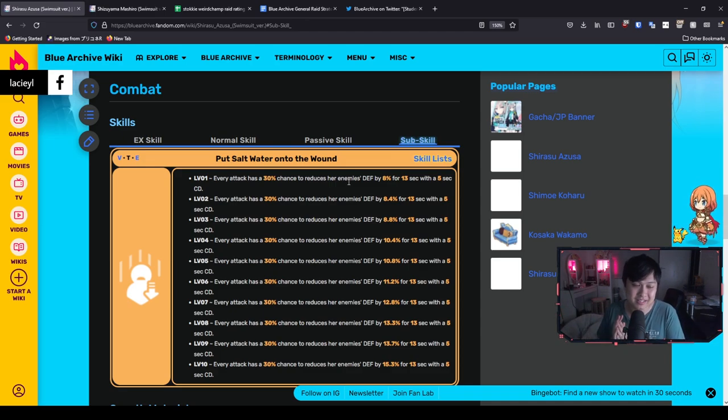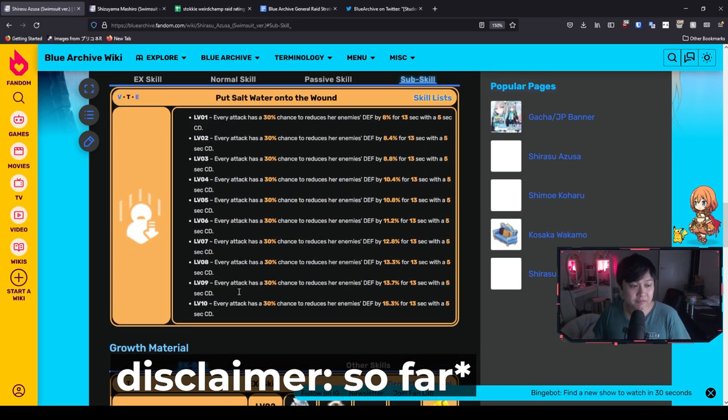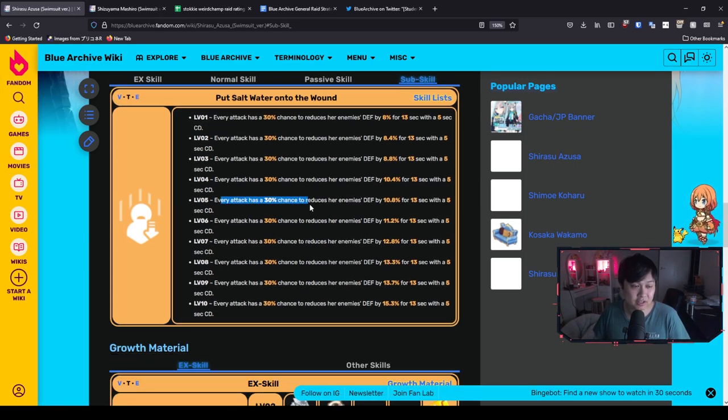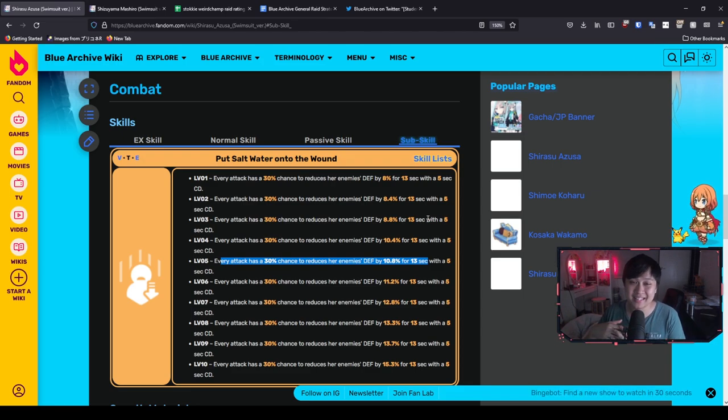However, let's get into the sub skill, which is the most important skill of her kit and probably in the entire game. Now, upon first inspection, every attack has a 30% chance to reduce the enemy's defense by X amount for 13 seconds with a 5-second CD. And so here comes the explanation as to why she is so good. And shout out to the guys in the help channel at the Blue Archive Discord for helping me understand this. But essentially, what it boils down to is debuffs or defense down and how it interacts between the sub skill, passive skill, or whatever.